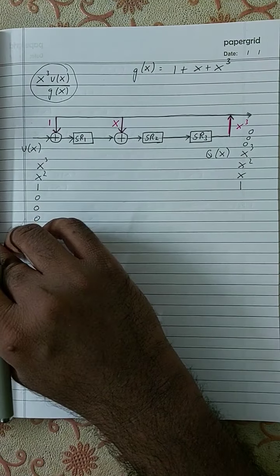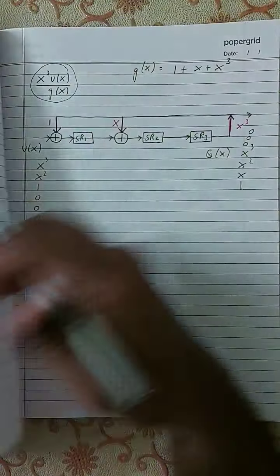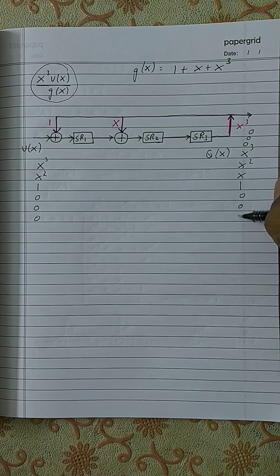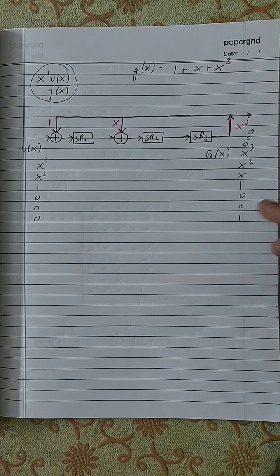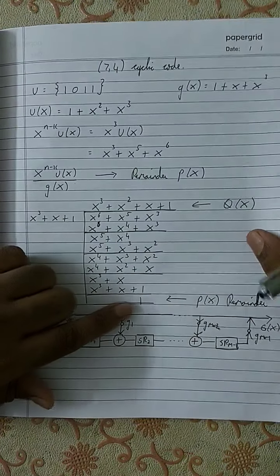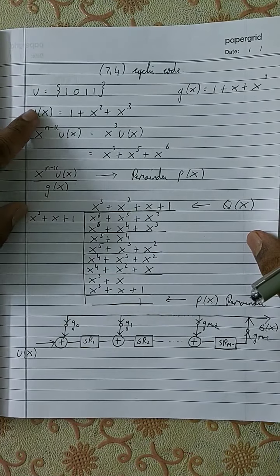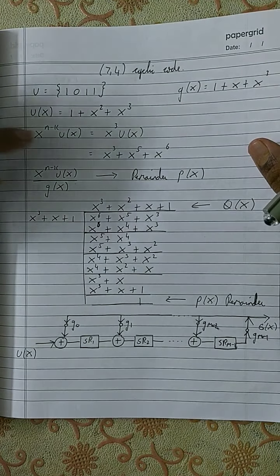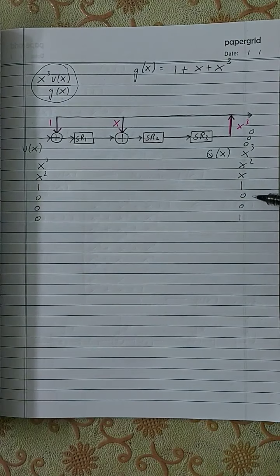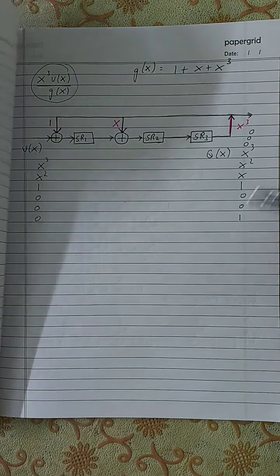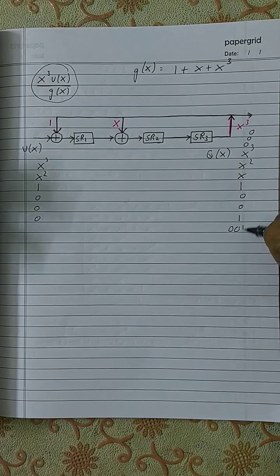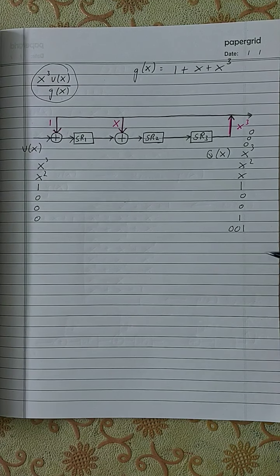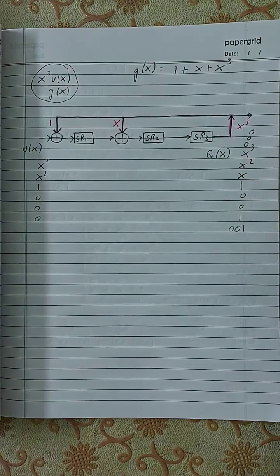And here the remainder is nothing but 1, which means first you will get 0, then 0, and then 1, because p of x has 3 terms. p of x is of degree n minus k minus 1, so it's 3 bits. So 3 bits means the value you will get is only 1, so it will become 0 0 1. This is the value you are supposed to get, 0 0 1. This is how the working of the circuit is.